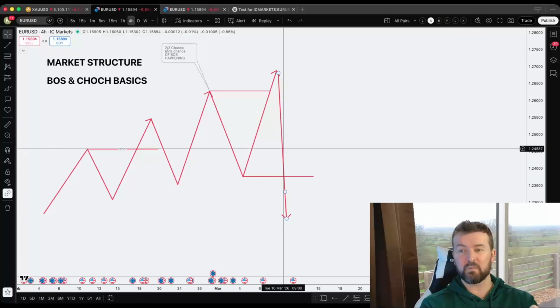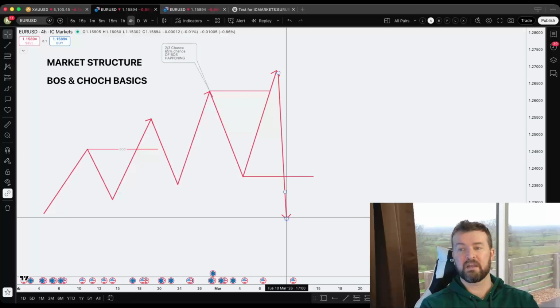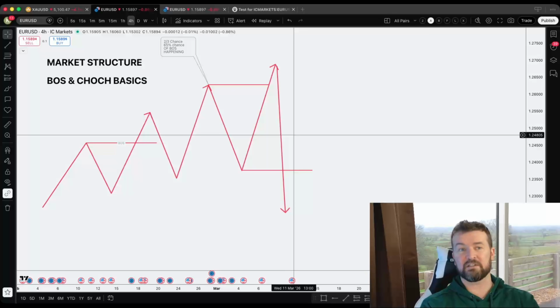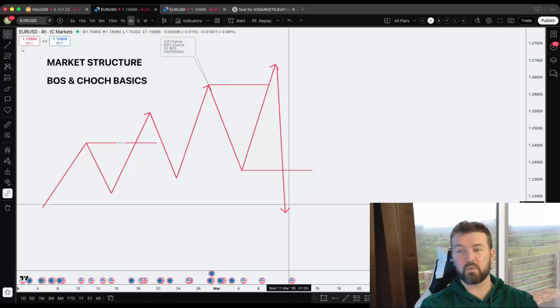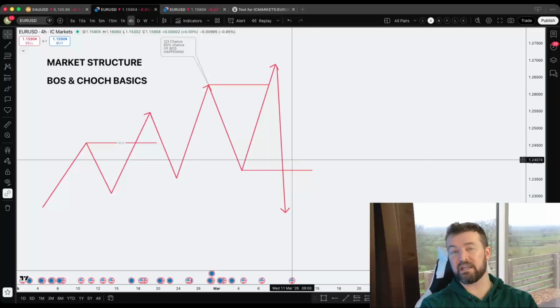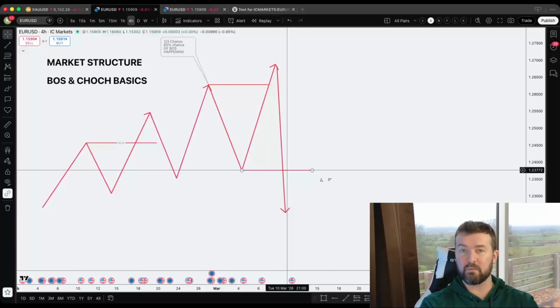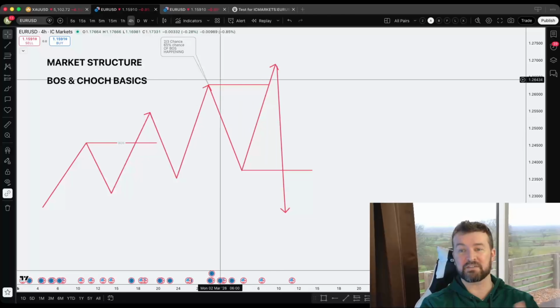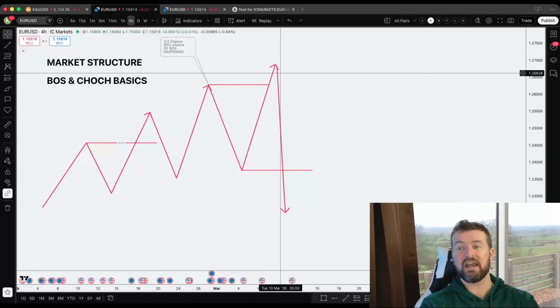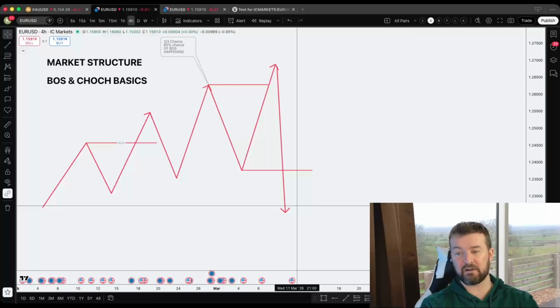But essentially, we need to get a body close. And the body close is showing us that we've had momentum push past, and it's not just going to wick back up. It might do, okay? It might just wick back up, and that's okay. But at least when we've got the close, that gives us a stronger indication that the market has reached the end of its journey and it is going to start pulling back in the other direction.